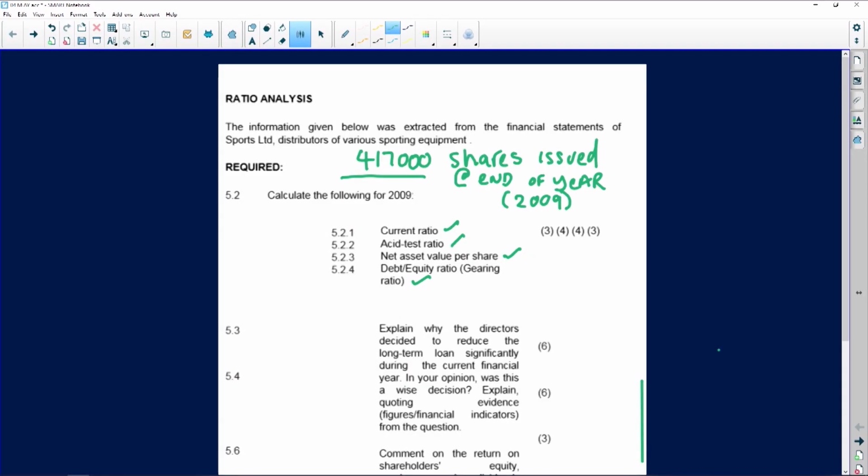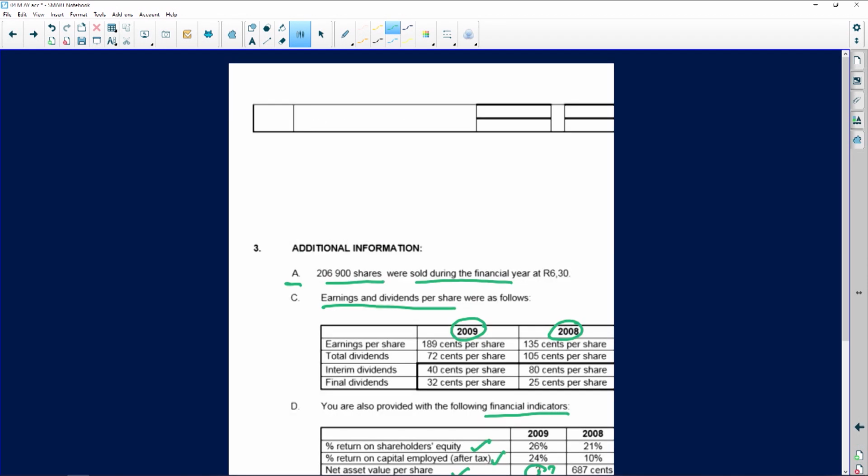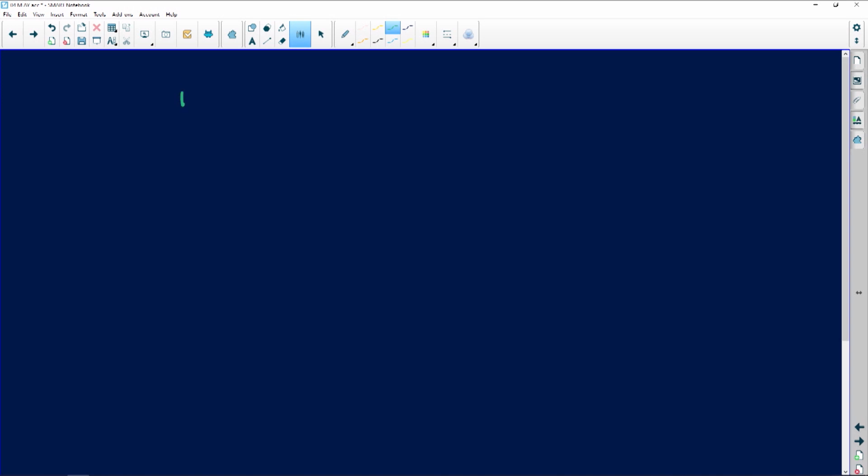Again, guys, I'm reminding you, have those calculators at hand so that you can work with me. The first calculation is quite straightforward. We're going to calculate the current ratio. So let's fill that in. Calculation 1, we're going to calculate the current ratio for 2009.